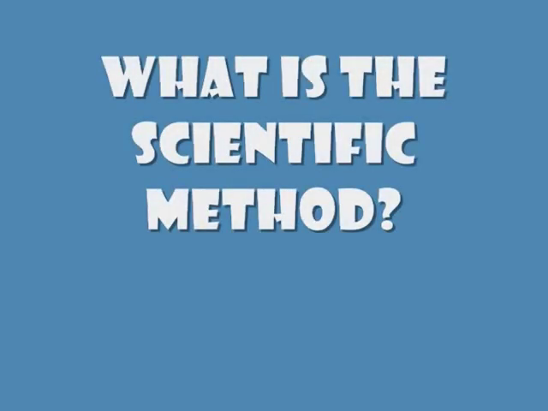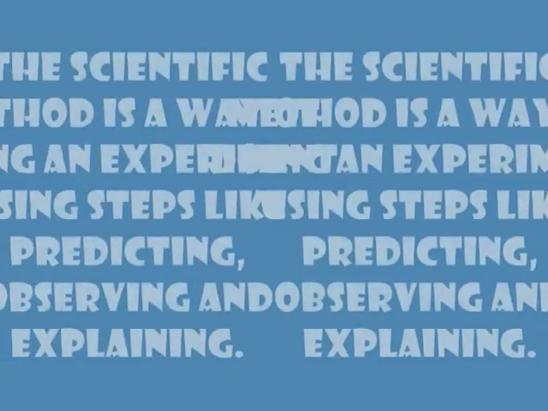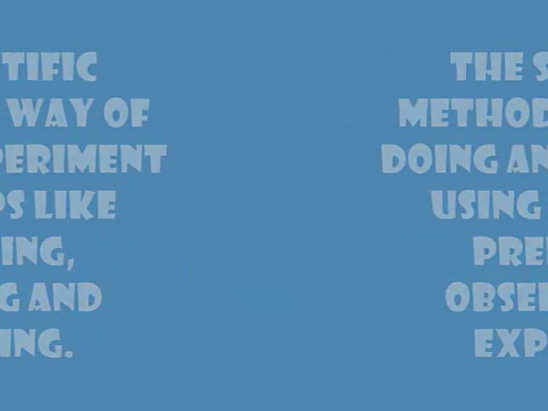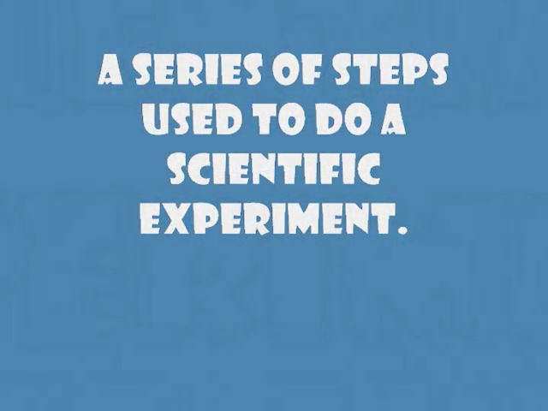What is the scientific method? The scientific method is a way of doing an experiment using steps like predicting, observing, and explaining. That's right, a series of steps used to do a scientific experiment. But what are the steps of the scientific method?